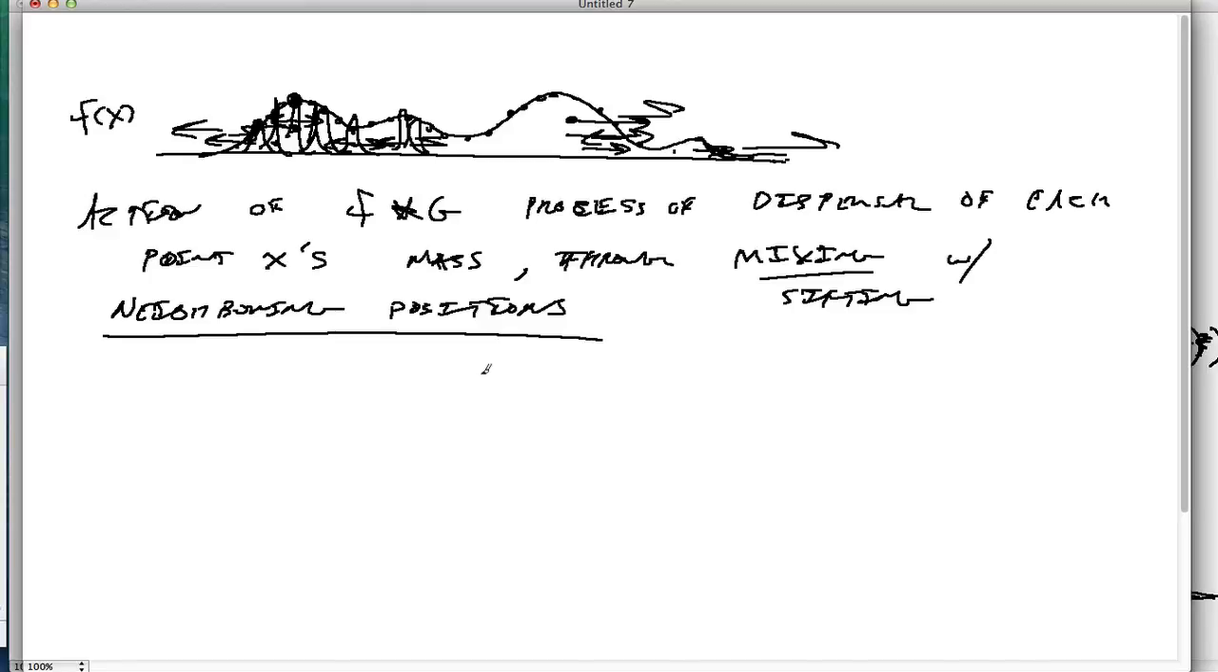So that's what generates this process of dispersal, and it's through the act of a convolution.